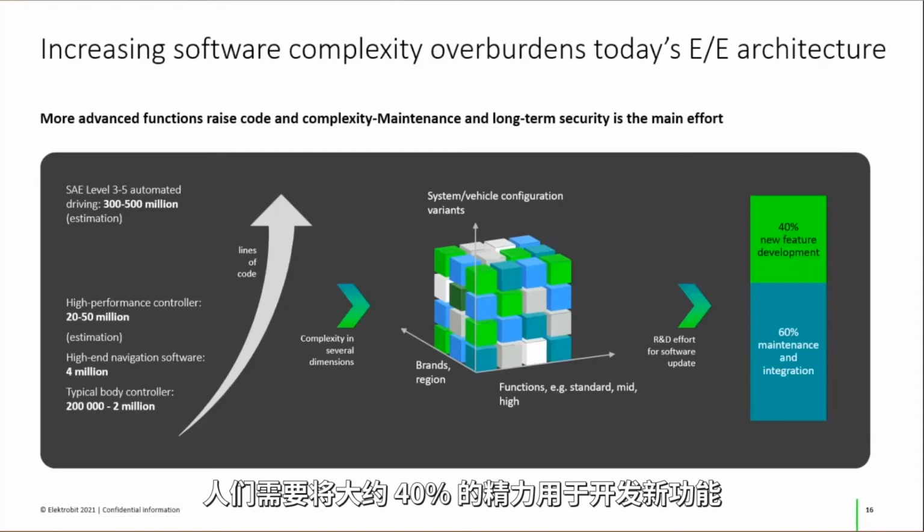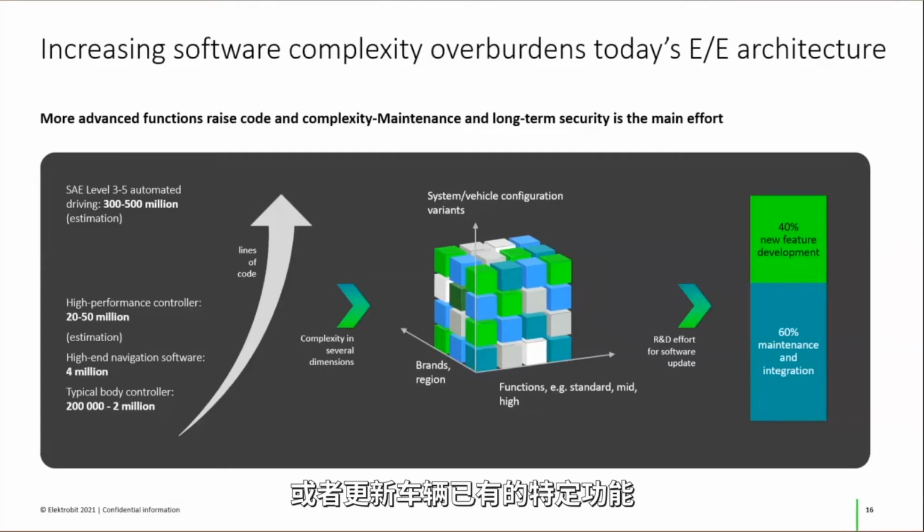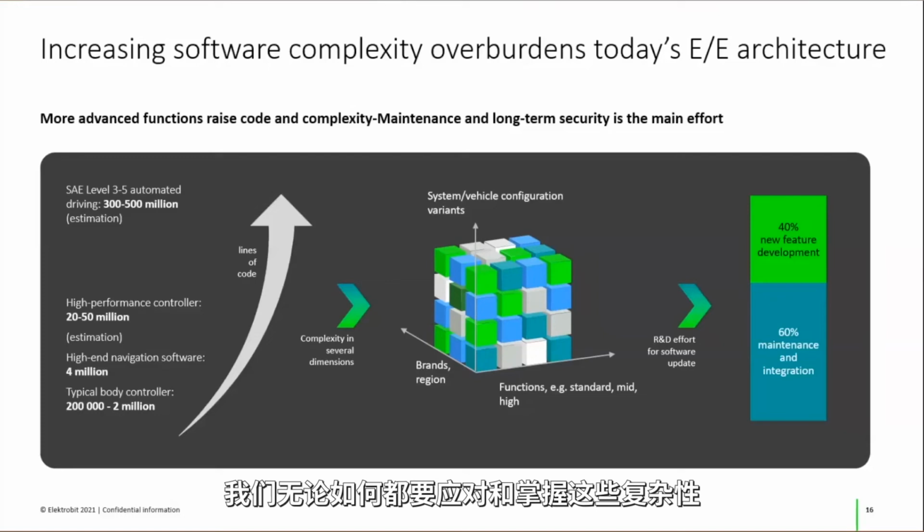So there's around 40% of effort that goes into the development of new features or updating a certain feature that is already in the vehicle, and it takes up to 60% for maintenance and for the integration of that new function or this update of the function. I just want to motivate here with this slide that there's a lot of complexity in there, and we somehow need to be able to tackle and master this complexity.